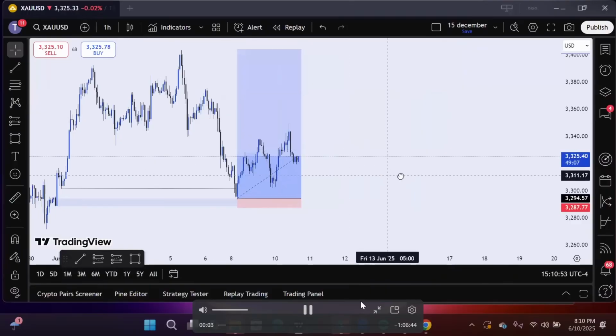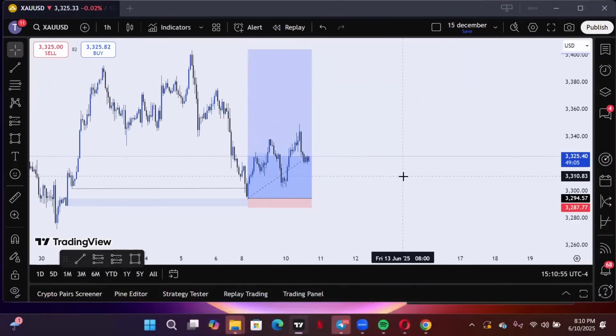So now, in the first class, we talked about an introduction to market structure. We introduced liquidity, that is for inducement. We introduced one point of interest, that is the order block. And like I said, there are other points of interest that I make use of, and I'm going to talk about one more in this class.